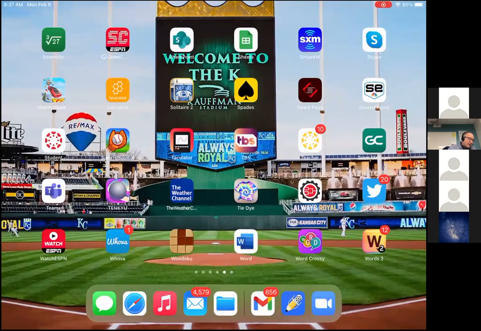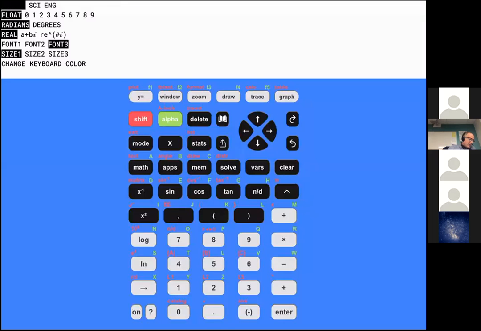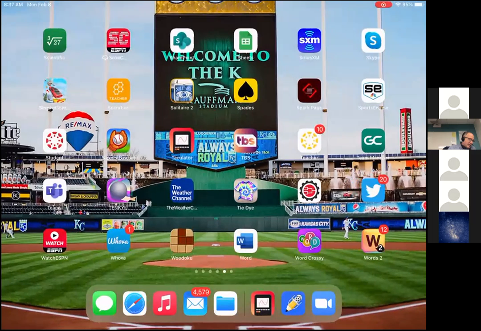Wherever my calculator is. So again, we're going to go into math. We're going to go to probability. We're going to select a random integer. Now I have to know what to do.